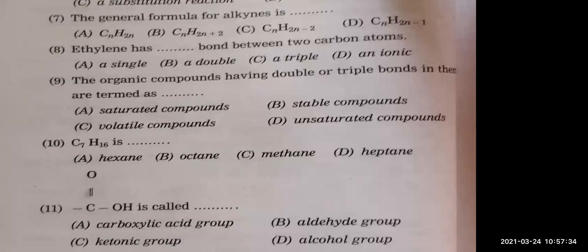Now here 4 options are given to you and you should know the formula for each and every option, so that it will be easier for you to understand what will be the answer. For carboxylic group, the formula is COOH. Then for aldehydic group, the formula is CHO. For ketonic group, it is C double bond O, and for alcoholic group, it is OH.